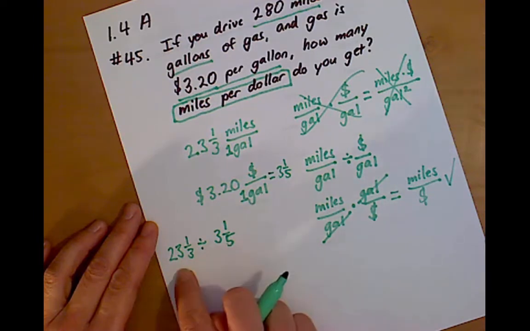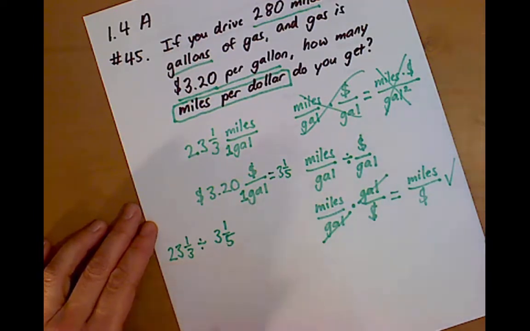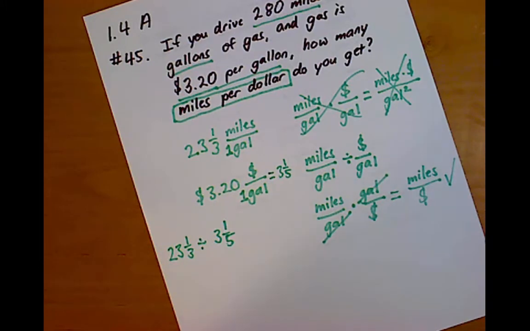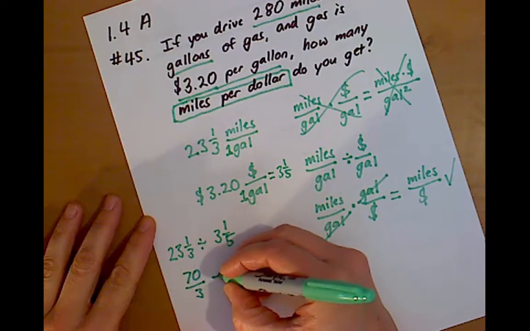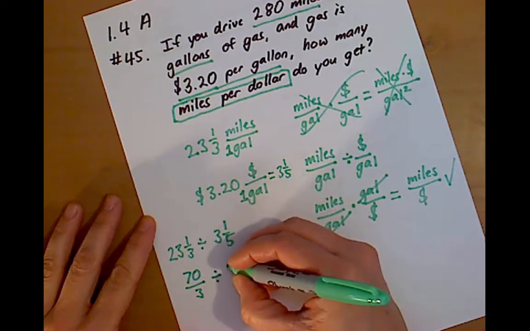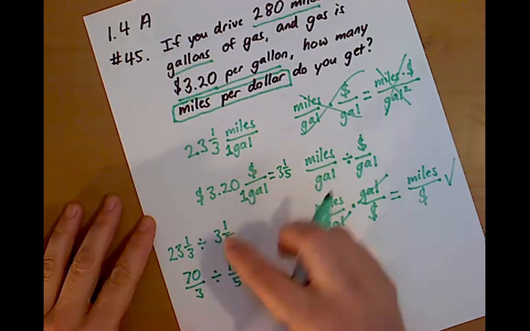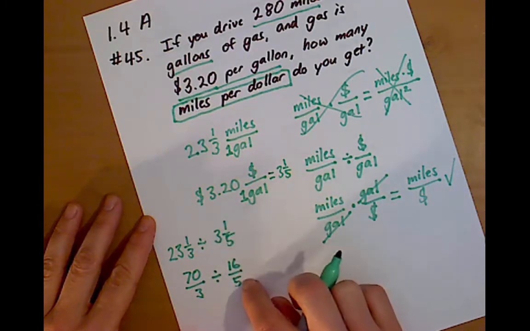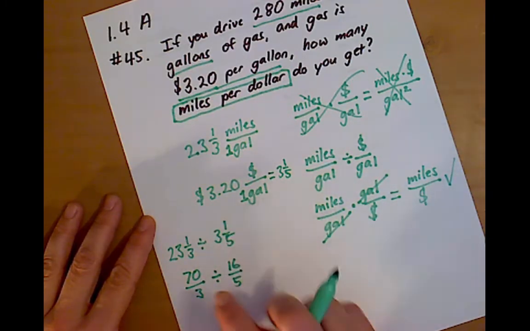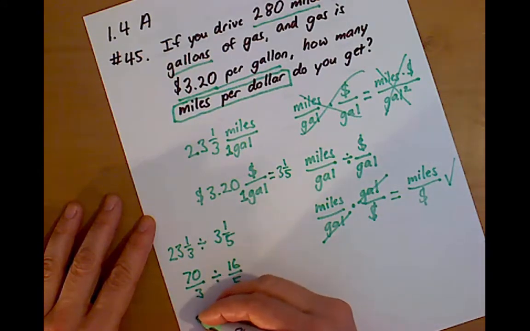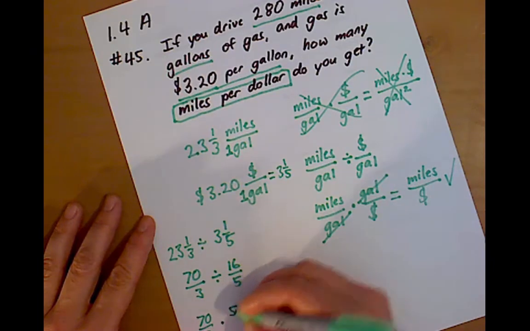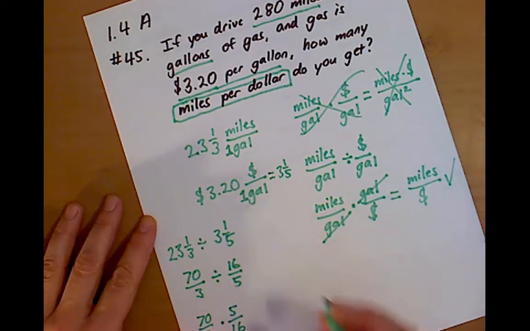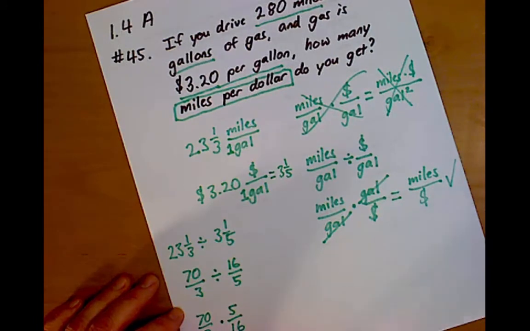We have mixed numbers. We're going to change them to improper fractions. 3 times 23 is going to be 69 plus 1 is 70 over 3, divided by 16 over 5. I just did 5 times 3 plus 1. That's 16 over 5. So remember when we divide fractions, we keep the first one the same. We change this to multiplication, and then the second one gets flipped over. Okay? Now, at this point, we're going to do some simplifying so that it's easier. We don't have to simplify our answer.